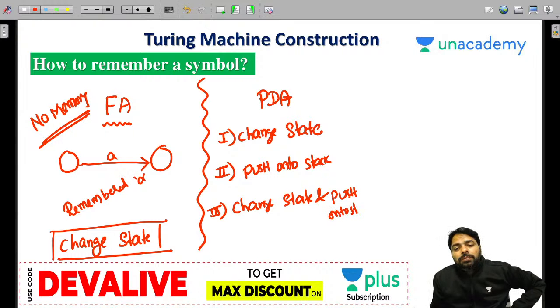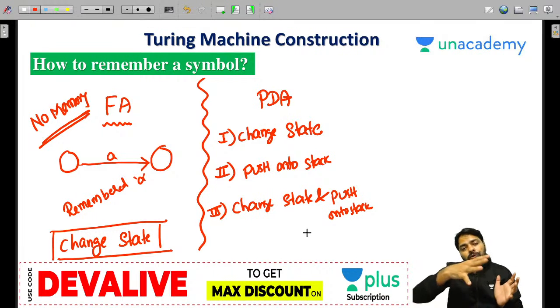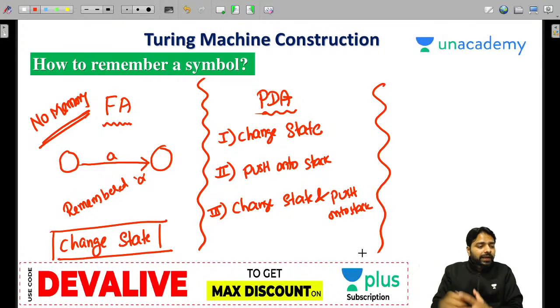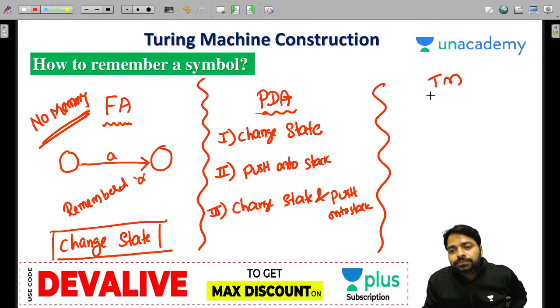There are many ways to remember something. I want to remember A. Just change the state, or just push onto the stack, or you can do both, change the state and push onto the stack. There are many ways to remember a symbol in a PDA. Clear? But Turing machine, how do you do that?